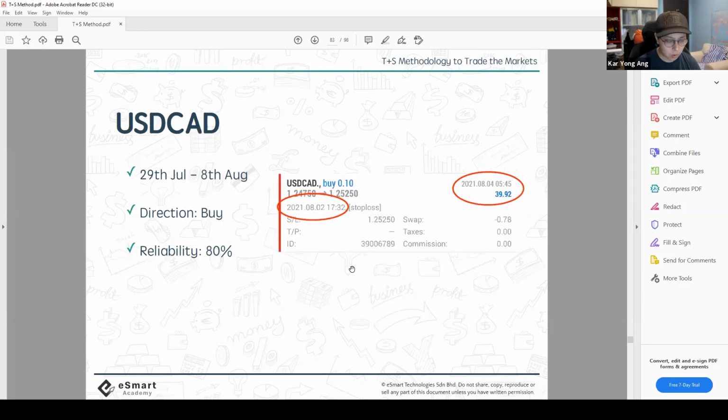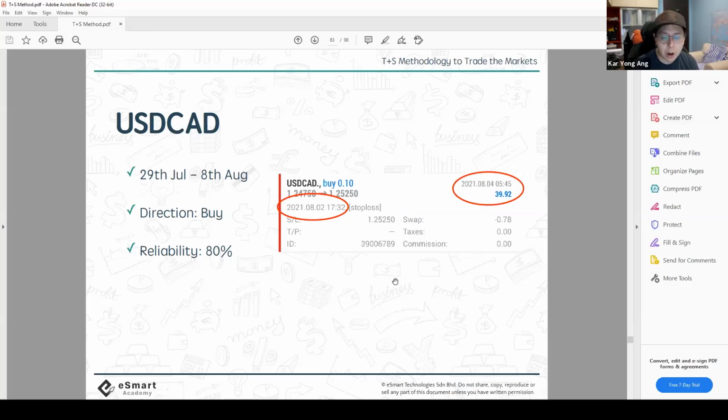So dollar CAD, this is very, very recent. You can see we are in this season, end of July to 8th of August. Right now, today, as we are sharing, is 4th of August, so we are still in that period. I just got out of this trade. Why? Because we manage our stops, right? You can see it's a trailing stop, and basically we made about 50 pips or so. So that's the idea of it.